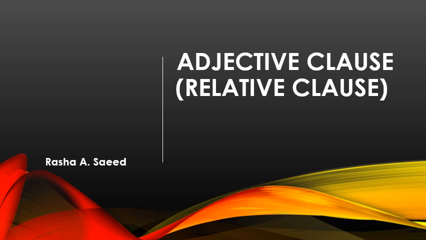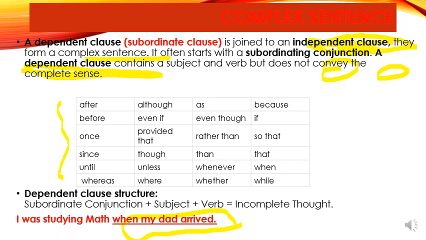Okay, hi everyone, and welcome back to the second type of complex sentences. This type focuses on adjective clauses, or for some people, relative clauses. Just a quick flash for your memory: we said that a complex sentence consists of two types of clauses. One of them is dependent and the other one is independent.